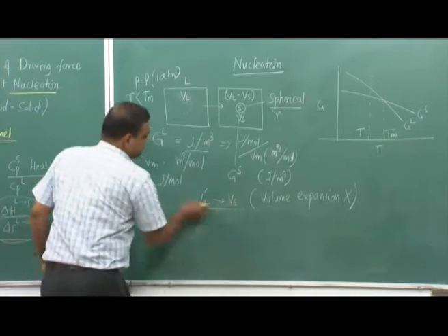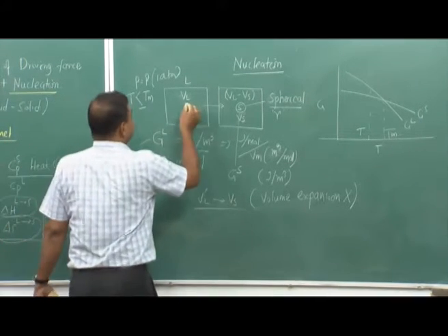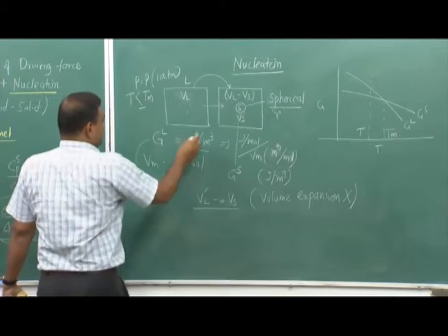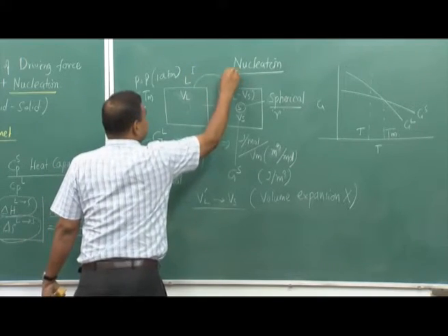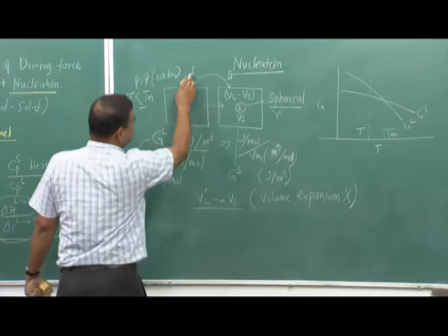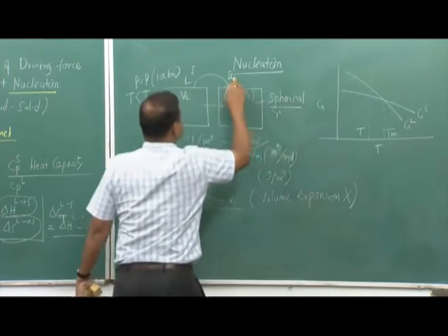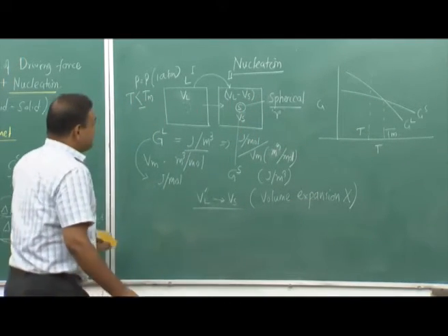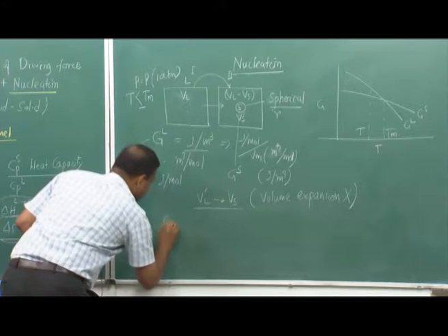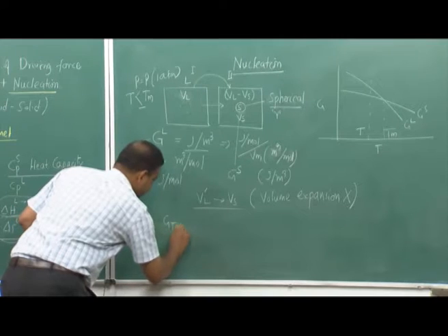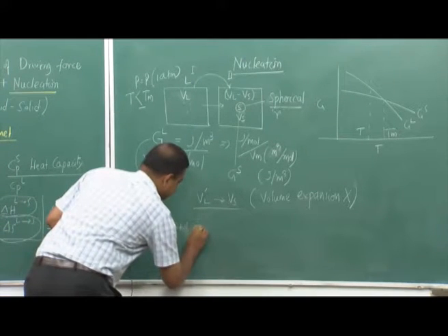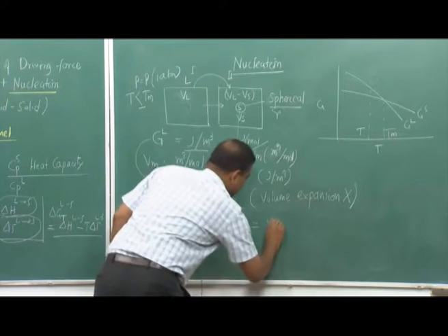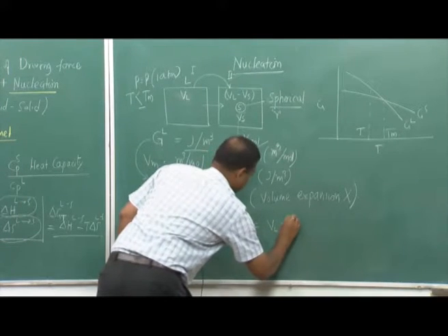So now if we assume that, then actually my transformation is from this to this. This is stage 1, this is stage 2. And you see that stage 1 is entirely liquid, and in stage 2, I have solid here and at the same time some liquid. Now, if I try to find out the total free energy at stage 1, it is equal to VL GL.